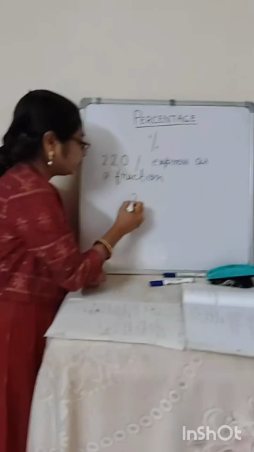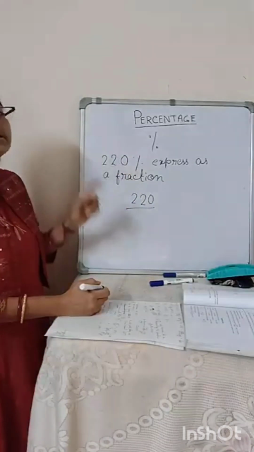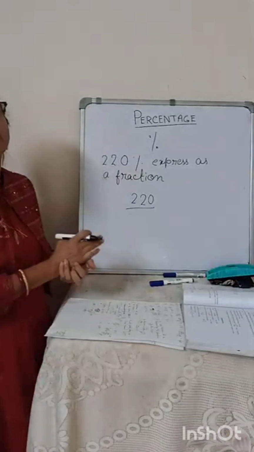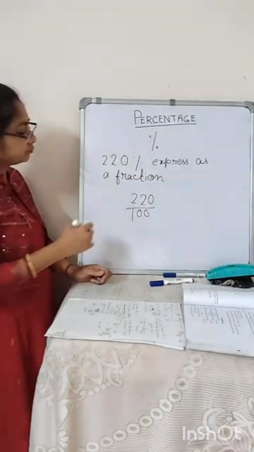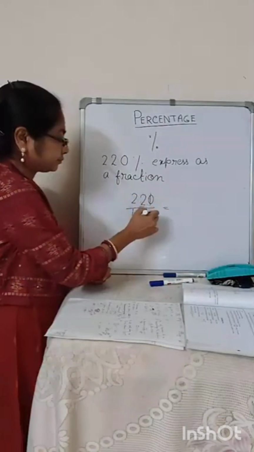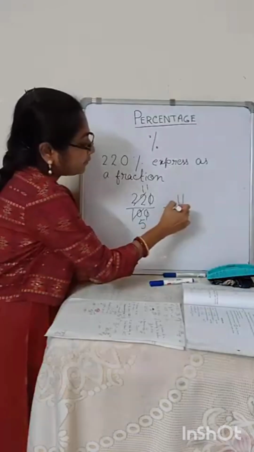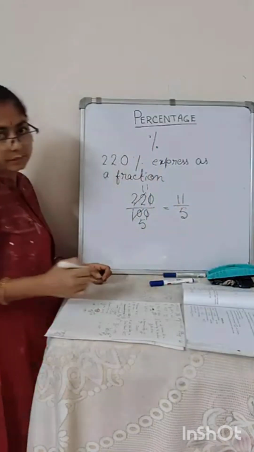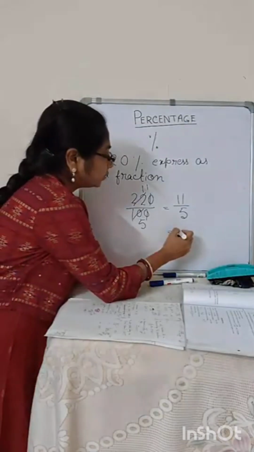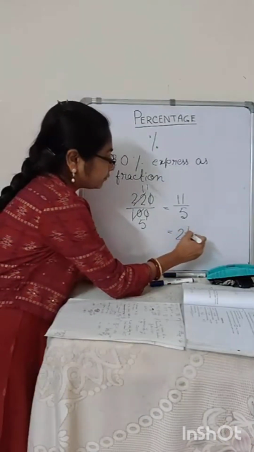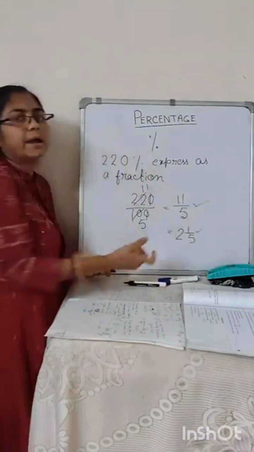Means, how can you do? 20 by, what is the percentage? I tell you, it is always calculated on 100. So, I write 100. Now, simplify. 1 by 5. You can write up to this one. Otherwise, you can make it 2 whole 1 by 5. Both the answers are right. Anything you write, it is okay.